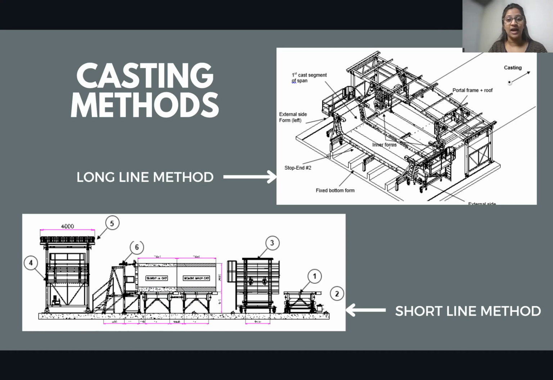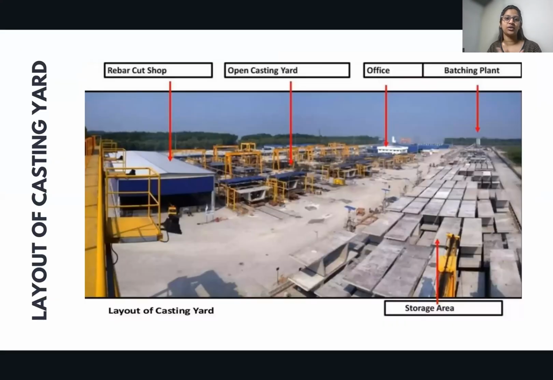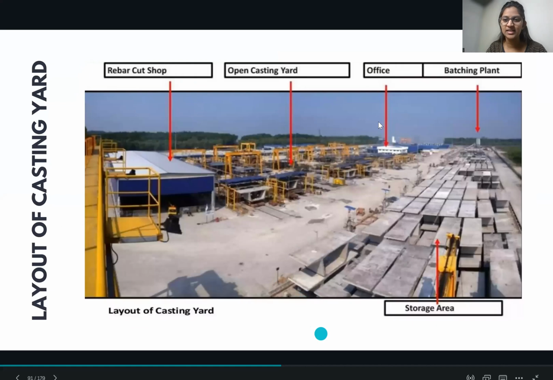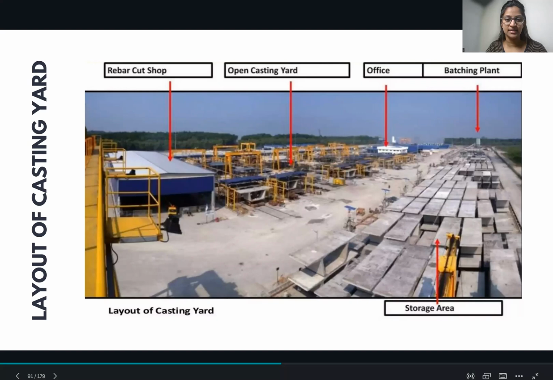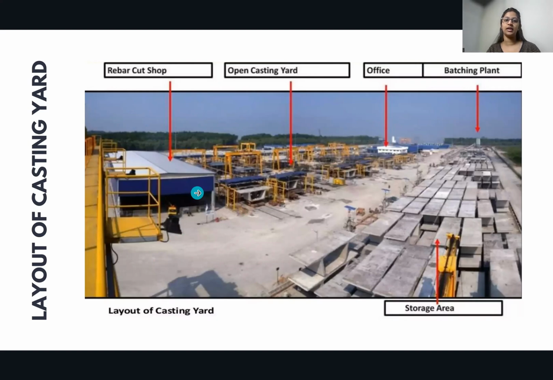So now let's have a look at what is the layout in a casting yard. This is a generalized picture with respect to the layout. Ideally, any casting yard definitely looks very similar to this. Here you can see at the entrance, this is the rebar cut shop.